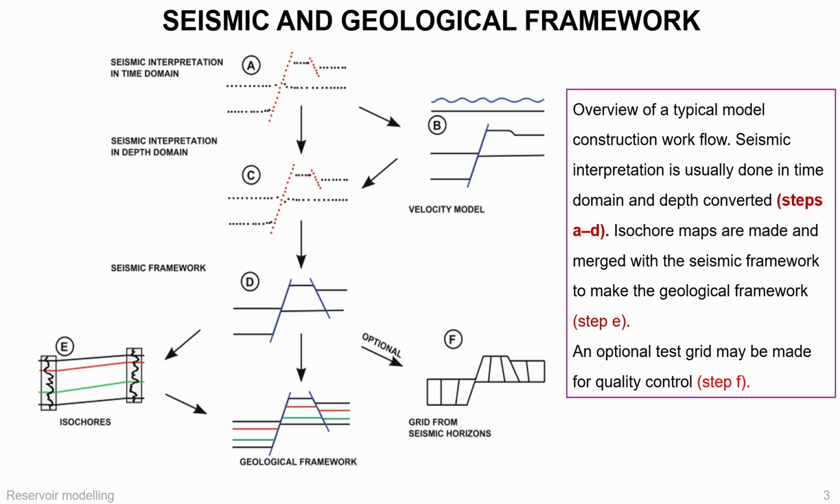The key lesson is that the framework defines the surfaces and boundaries that the grid must obey. If the framework is wrong, the property modeling will also be wrong, because properties are assigned to the wrong geometry.